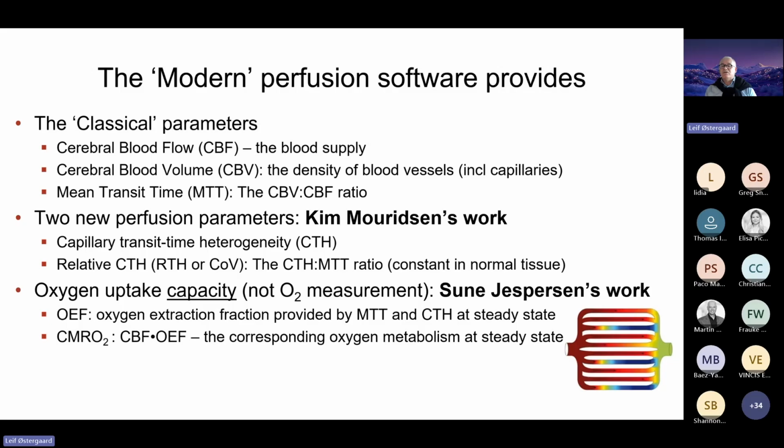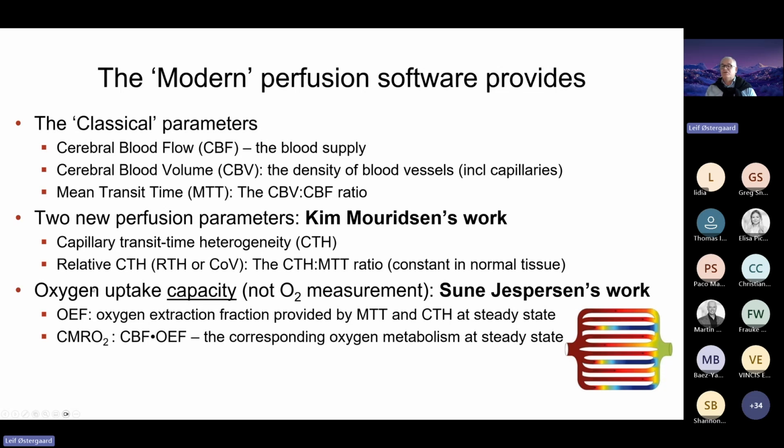And then it also calculates that OEF, the fraction of oxygen that's extracted, and multiplies that by CBF. And as you know, when you multiply that by the arterial concentration of oxygen, then you get a measurement of oxygen metabolism. So this is an estimate.